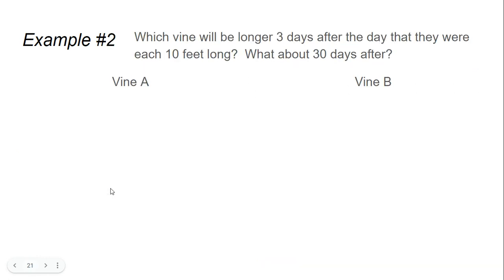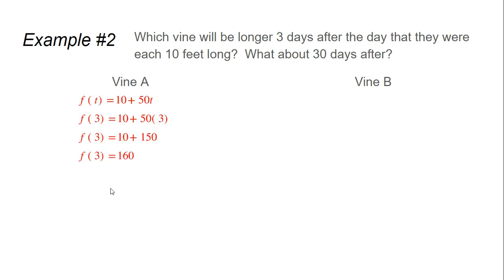All right, let's go on to our second example. Which vine will be longer 3 days after the day that they were each 10 feet long? What about 30 days after? Well, we can use our equation that we've developed and just plug in 3 for the amount of time. 10 plus 50 times 3 means it's going to be 160 feet long. And 30 days after, 10 plus 50 times 30 means it's going to be 1,510 feet long.